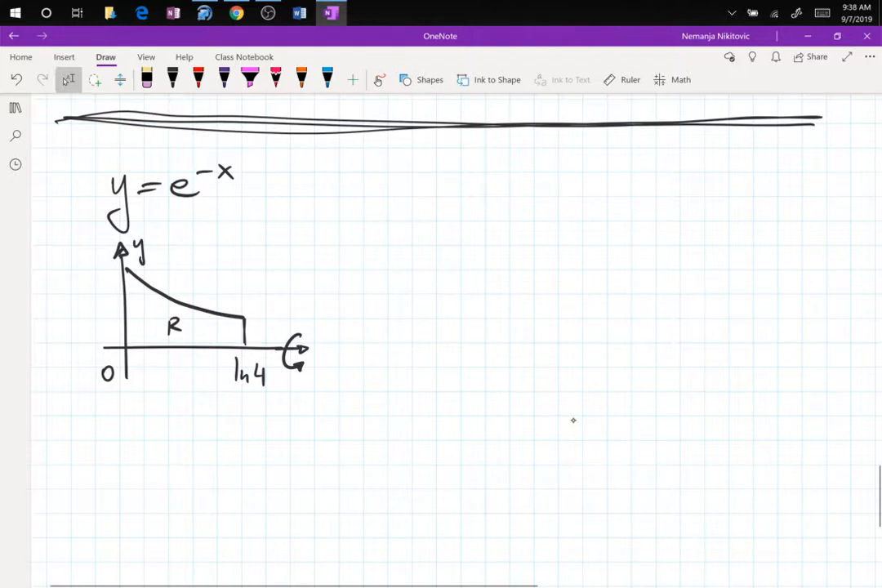Now, this is a straightforward problem, guys. Plug in the values into the formula and just plow through calculations.